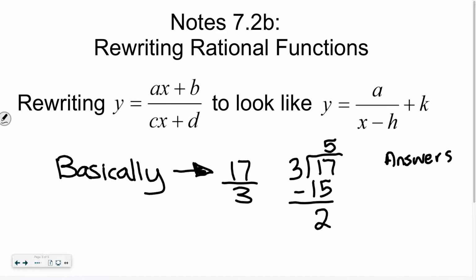5 2/3. Okay. Now we are going to kind of rearrange our answer today because we want it to look like a fraction plus some value k, right? So what we're going to be doing is we're going to take our remainder. In this case, it would be 2. We're going to put it over our divisor, which in today's work with rational functions is going to be some kind of polynomial, right? And so we're going to put it over 3. And then we're going to add how many times we got it in whole. So 2/3 plus 5.